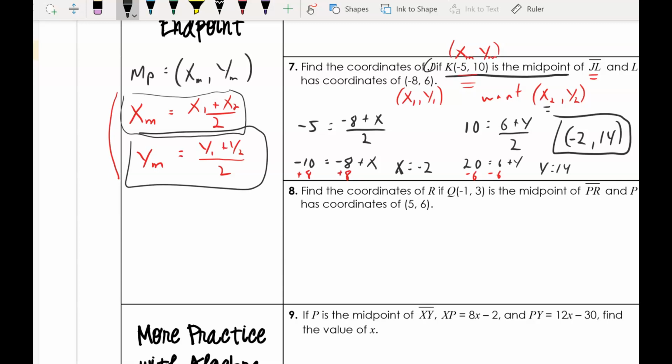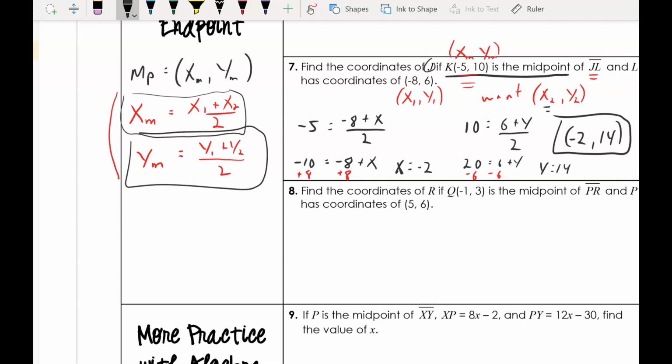What I'd like you to do is, if you understood the first method, pause the video, try to do number 8, and see what you get. Okay, pause the video now. Okay, now notice there's no answer there, but you have an answer written down if you understood that method. Now here is a visual way of doing this.